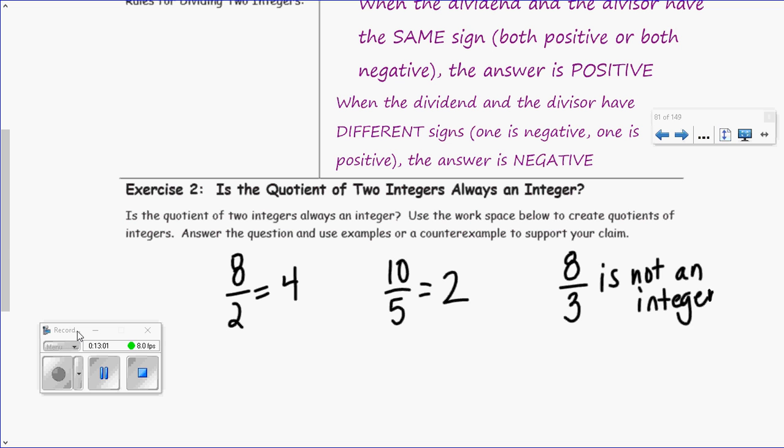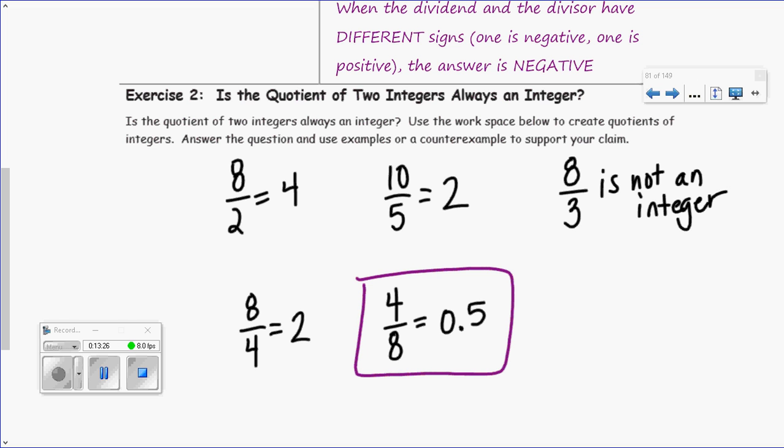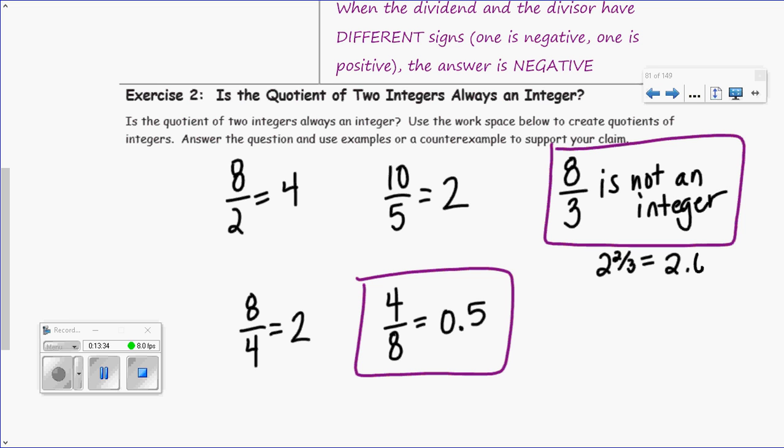I think I've been talking in class sporadically about the cookies, where I would say, okay, if I had 8 cookies divided by 4 people, everyone would get 2 cookies. But what if I had 4 cookies and I wanted to divide them up by 8 people? Well, I can still do it. It's just a decimal. That's only half a cookie per person. So these ones right here are two examples of when two integers do not equal an integer. And this one's 2 2/3 in case you were wondering, or 2.6 repeating. So that was just a quick survey for you to see that that doesn't always work.